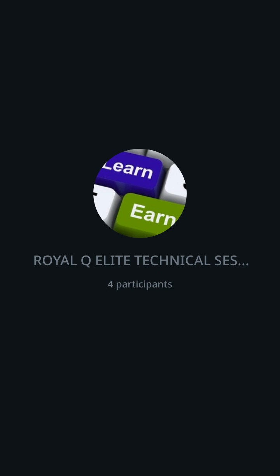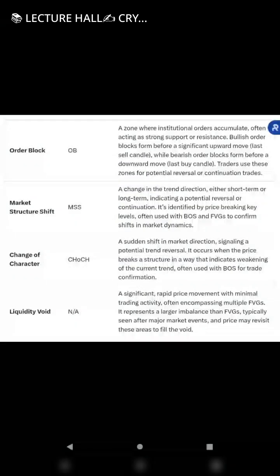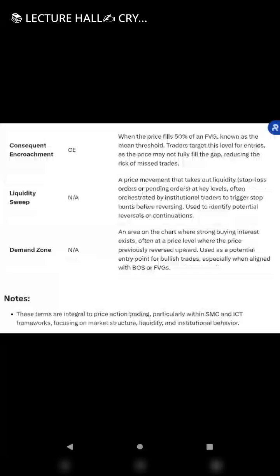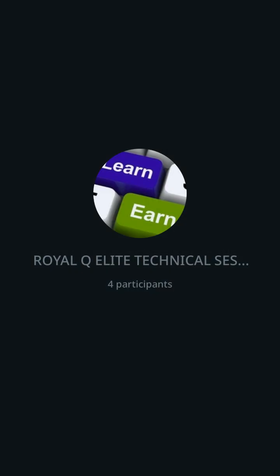Right, good. So this one too is also there. Liquidity sweep, demand zone, supply zone. So everything here works with supply and demand, which we have also talked about.